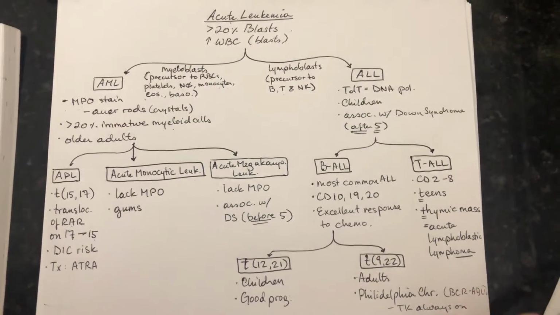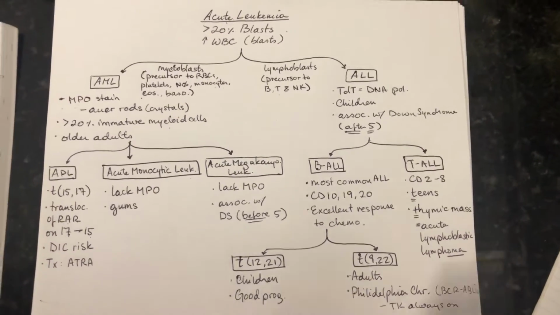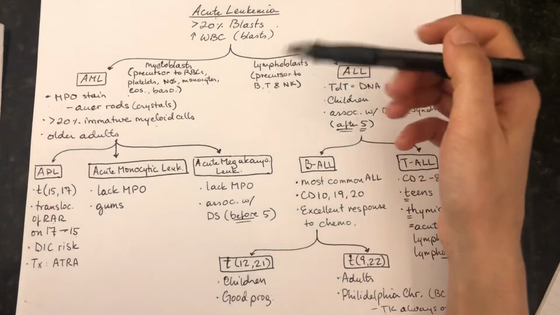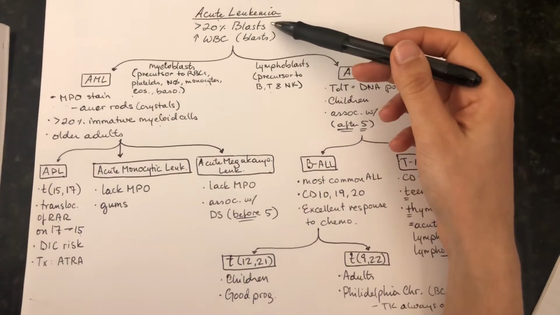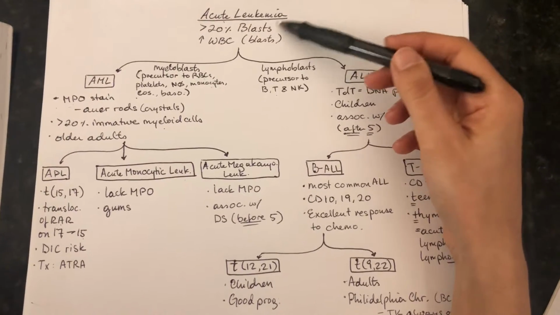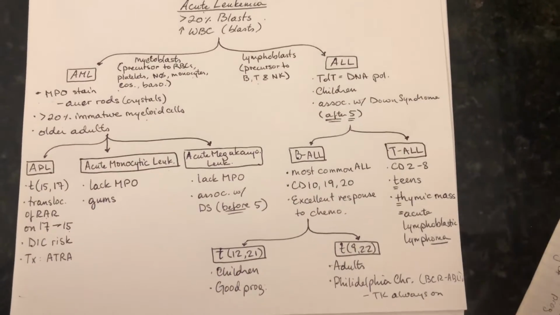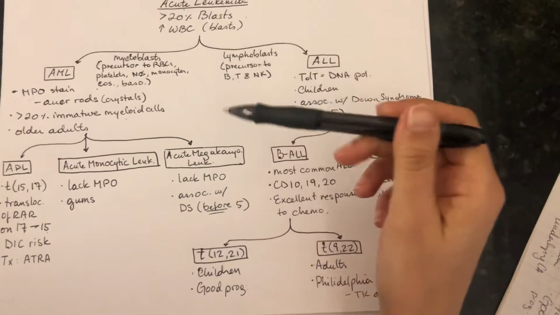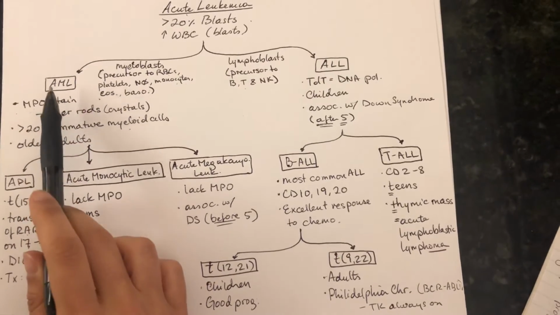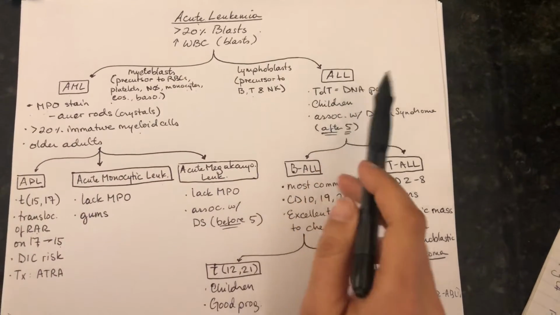So today I'm going to be discussing a schematic I've made for acute leukemias. In order to be diagnosed as an acute leukemia, the person has to have greater than 20% blasts in their blood, so greater than 20% immature cells. That's the thing that differentiates between acute and chronic leukemias. In acute, we have the immature white blood cells. Acute leukemia can be further subdivided into AML and ALL, acute myelocytic and acute lymphoblastic.